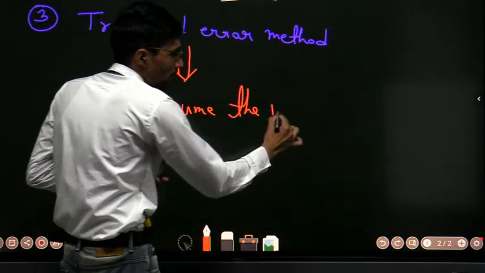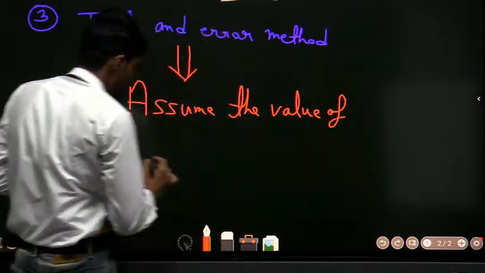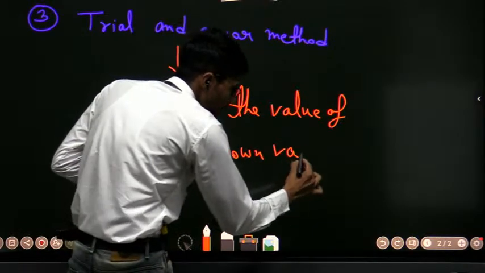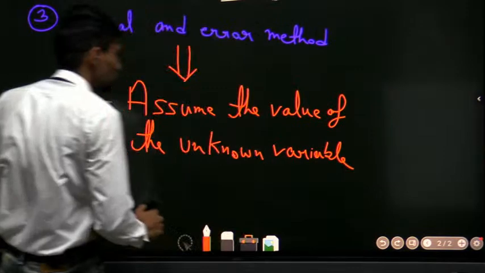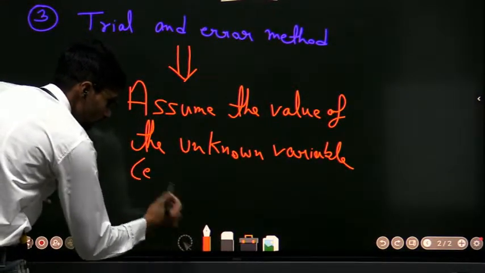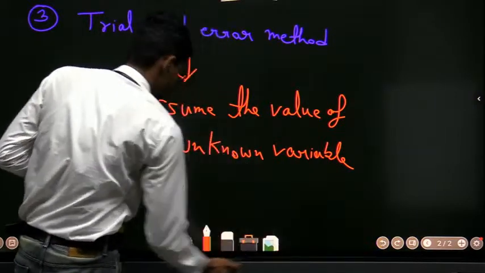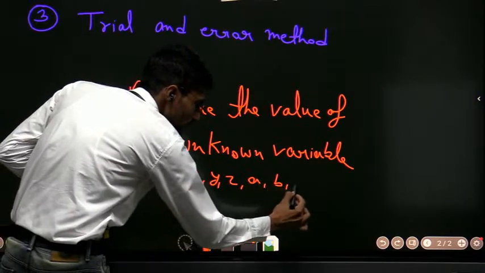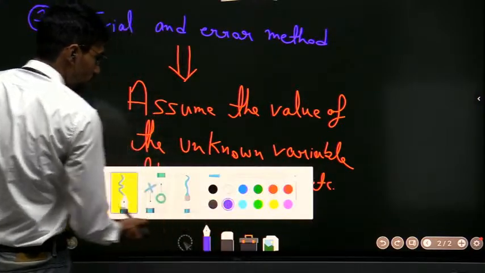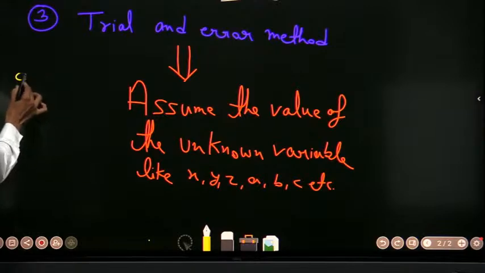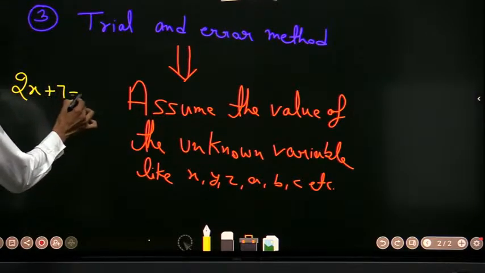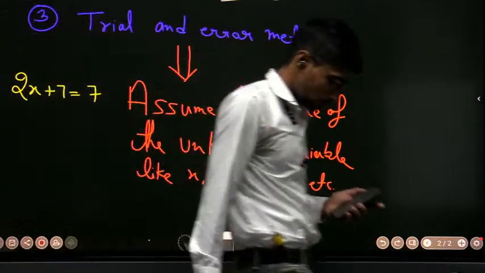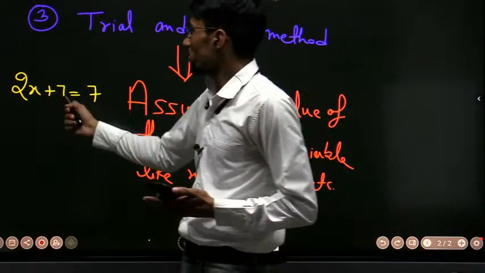the value of the unknown variable, like X, Y, Z, A, B, C, etc. Suppose that the question is 2x plus 7 equals to 7.